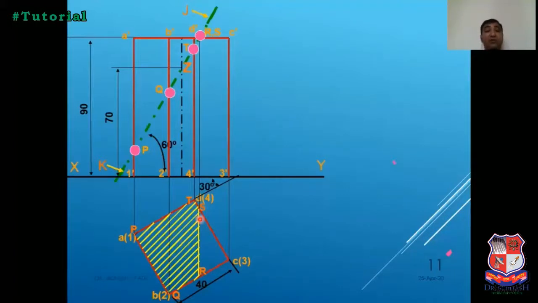Now, if you want to draw its true shape, then we have to draw a line which is perpendicular to this sectional plane KG.